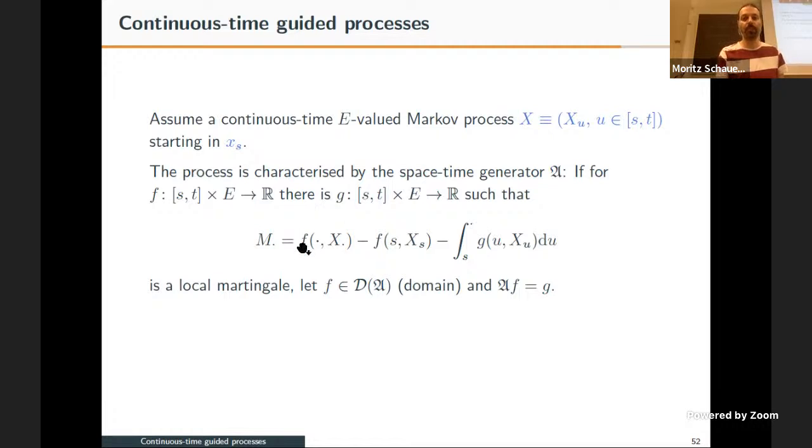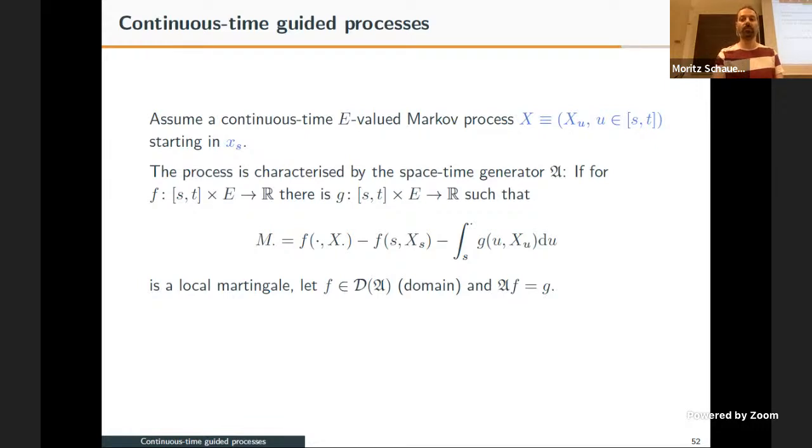So typically for some f which is time dependent, if I'm looking at how this changes when evaluated in x changing over time, that will not be a martingale. But if I subtract the right function, then it will be, and I can call this function the image of this space-time generator, Af.